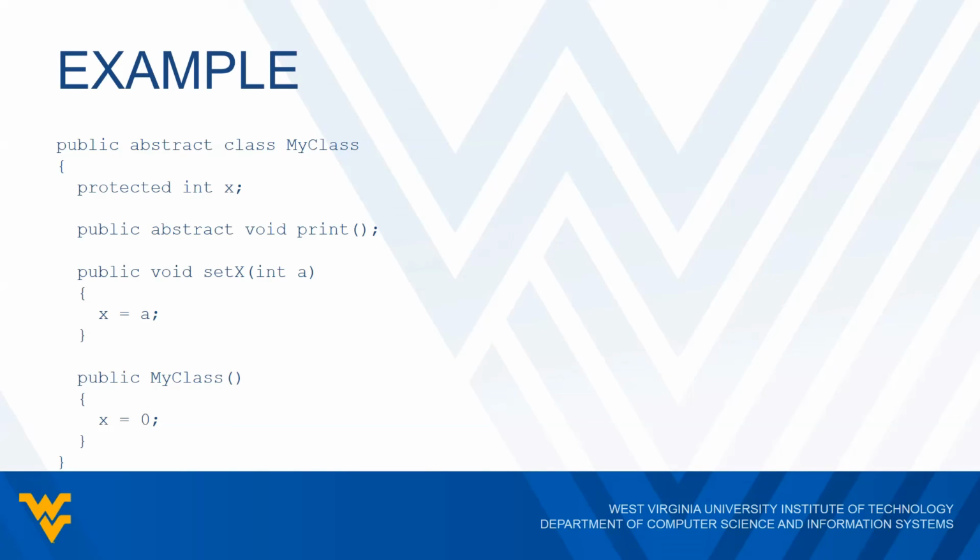Here is an example of an abstract class. So there are two things that tell us that. First of all, we have the word abstract in the class header. So there's public abstract class my class. And then we see that we have other variables, constructors, methods, all that's fine. But we also have this abstract method right here, public abstract void print. So because we have this abstract method, this class has to be an abstract class.